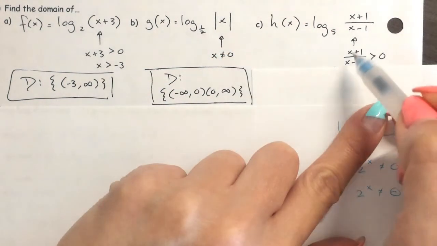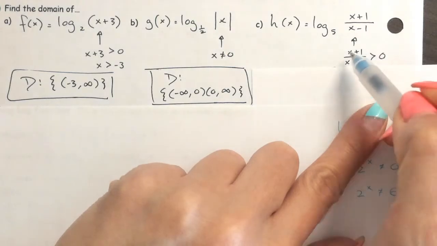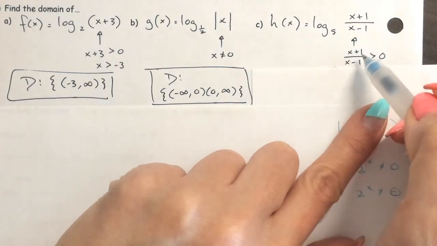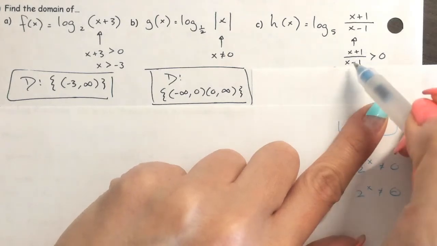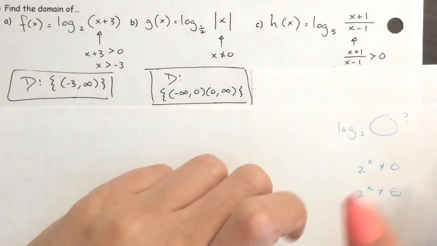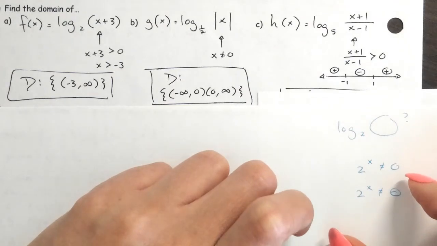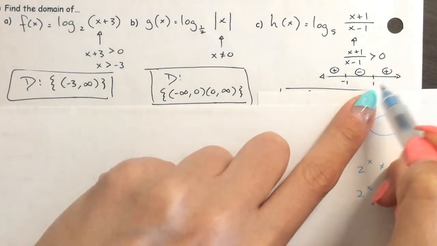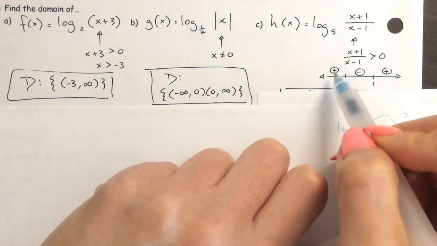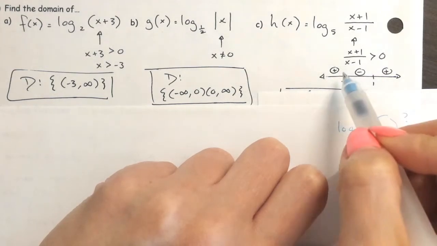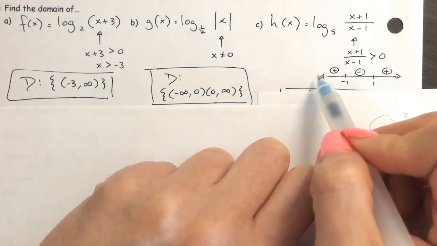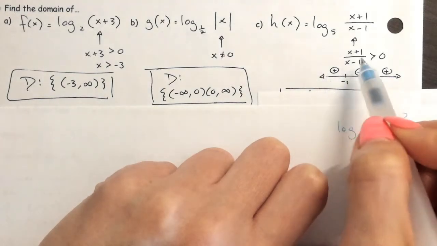But then here, where do the zeros happen? Well, on top, if I have a 0, then I have x equals -1. On bottom, if I have a 0, which I can't have because then it would be undefined, it would be x equals 1. So I make a little number line using the -1 and the 1, and I plug in to the left of -1, then in between, and then to the right. You can use any number. I think we used a negative 2.